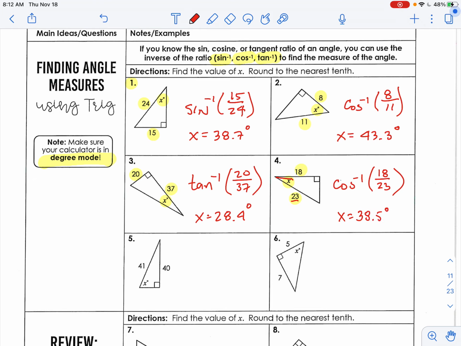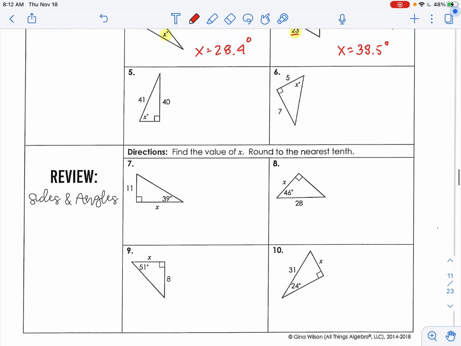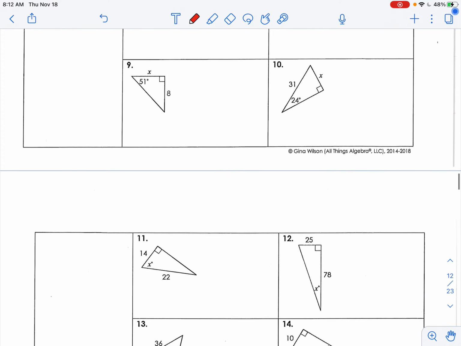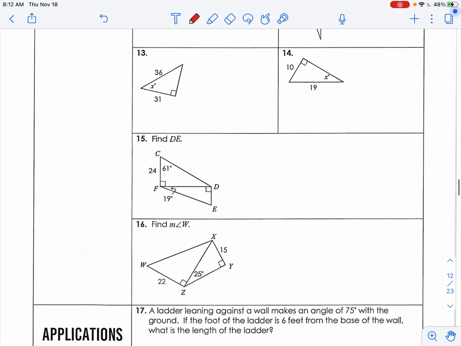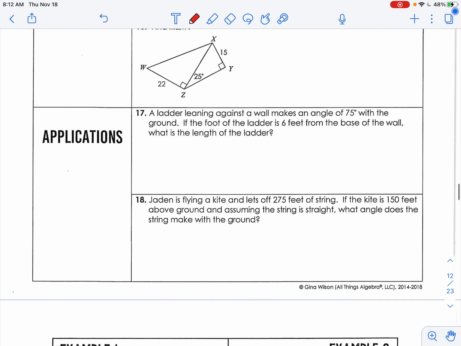Okay? So that's pretty much the lesson today. All right, so we'll look at 5 and 6 in class. Then we're going to review a mixture of sides and angles a little bit. Okay, I do want to go down here and do an application or two. All right, so we have it.